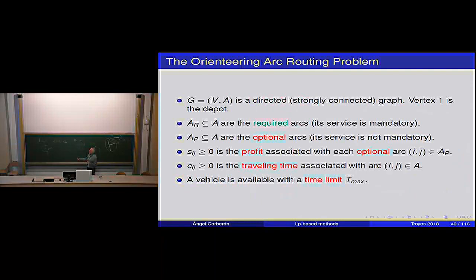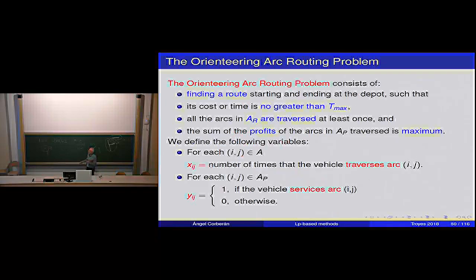Okay, the problem was defined on a directed and strongly connected graph. These are the required arcs whose service is mandatory. These are the optional arcs whose service is not mandatory but is profitable for me. This is the profit associated with each optional arc. This is the traveling time associated with each arc, and I have a time limit for my route of Tmax.